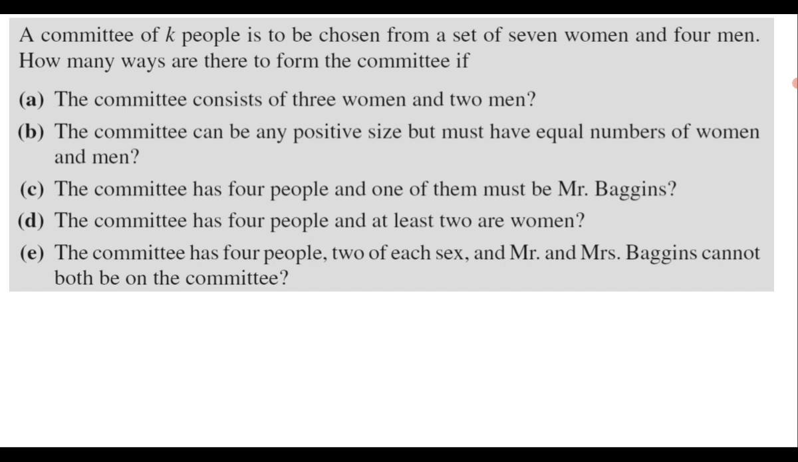You can read this question and we will do each part one by one. So the first one says that the committee consists of 3 women and 2 men. Of course this is a problem of selection, because in a committee, order has nothing to do. There are women W1, W2, W3, men M1, M2, whichever way you write, it remains the same committee. So order is not there. That's why it is a problem of selection. So it is 7C3 multiplied by 4C2.